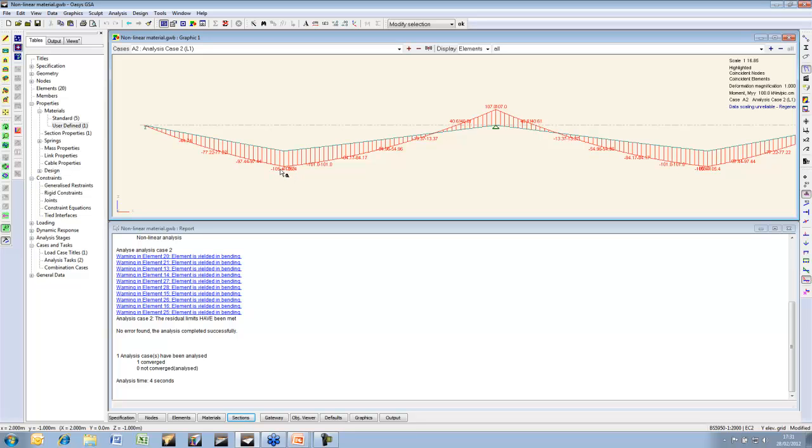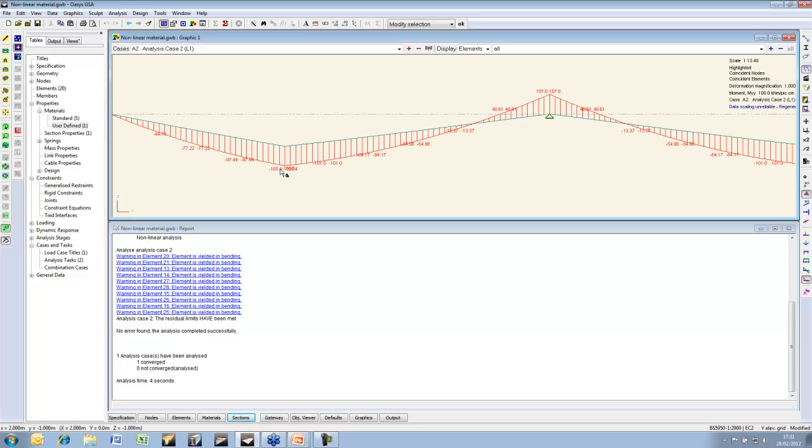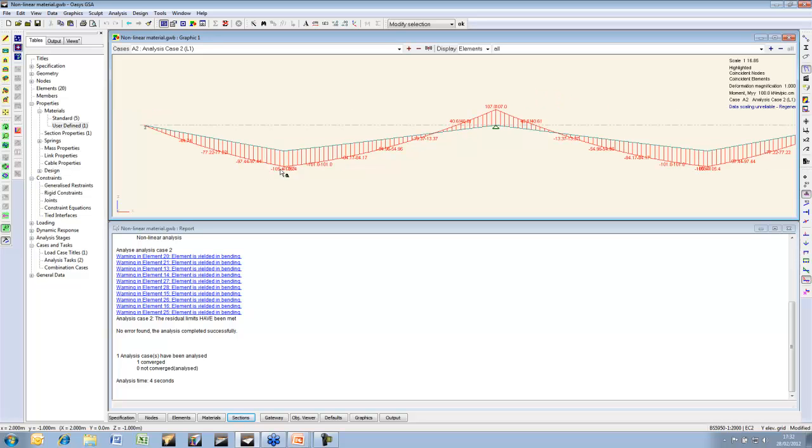It hasn't quite gone to the same value because the plastic hinges aren't fully formed in the spans. They're very close to fully formed, but not quite. If the loading was such that the hinges fully formed in those supports, this structure would have collapsed, or the analysis would say non-convergence.